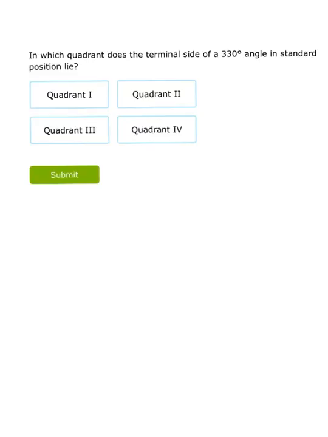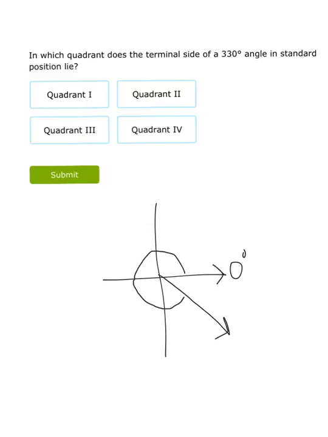This one wants to know, which quadrant does the terminal side of a 330-degree angle lie? So same thing, I am starting at 0 degrees. I will go up to 90, 180, 270, and a little bit more to create a 330-degree angle. So this angle looks like it terminates in quadrant 4.